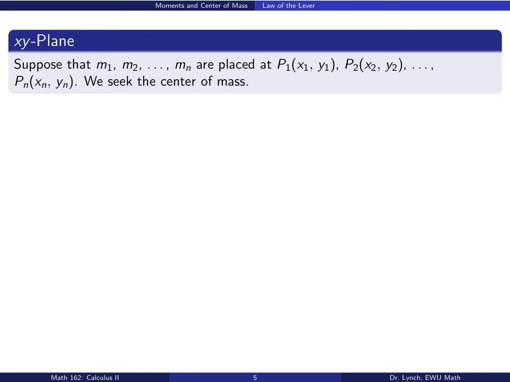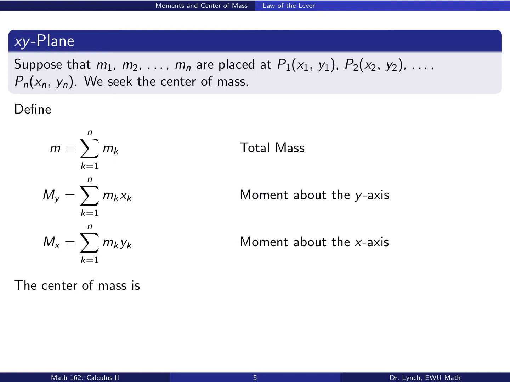total mass of the system as little m, and then think about the moments of the system about the x and y-axis respectively. So the moment about the y-axis sort of tells us how much the mass of the system is balanced or disproportionately balanced along the x-axis, so how much it tends to swing around the y-axis. And similarly, the moment around the x-axis is how much it tends to swing around the x-axis. So here are those expressions.